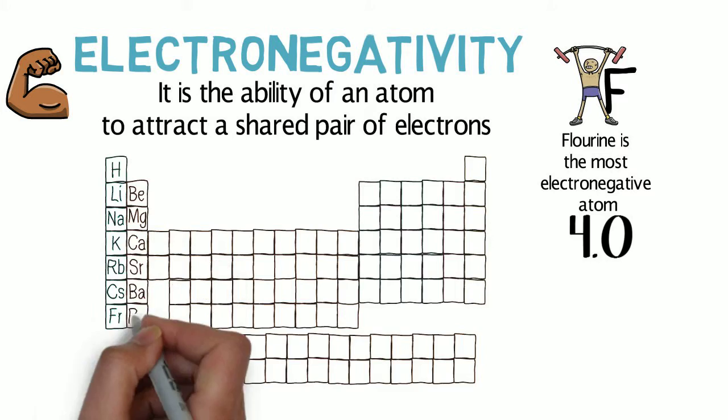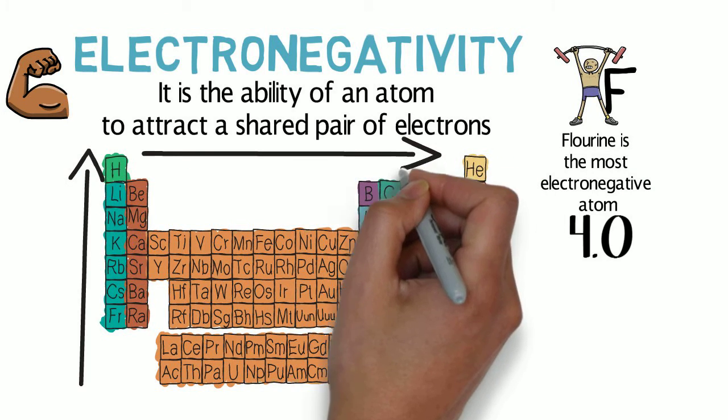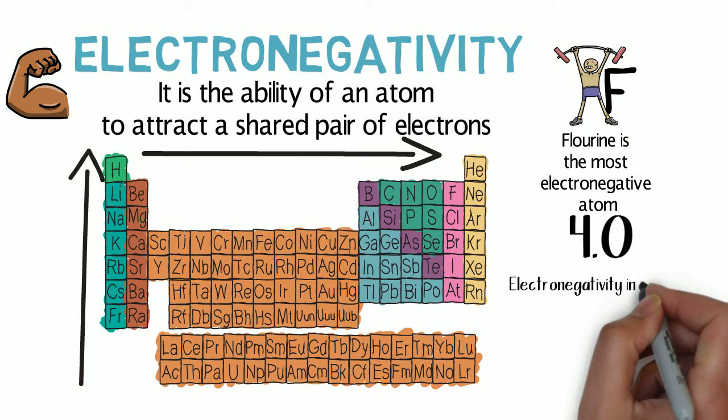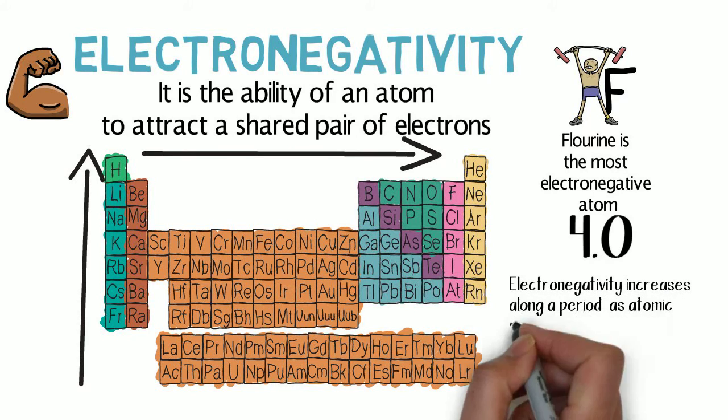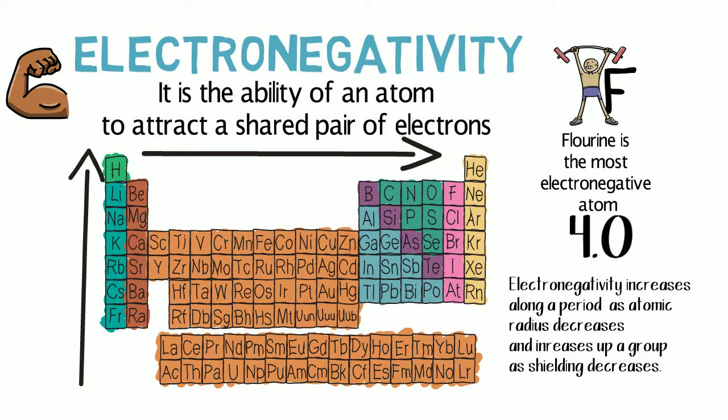If we look at the periodic table, the trend in electronegativity increases as we go up and to the right, or towards fluorine. The reason for that is that as we go across a period, the atomic radius decreases, so the atom becomes smaller, hence the nucleus can better attract the electrons around it. Whereas going up a group, the shielding decreases, so there's less repulsion by electrons, and the atom can better attract electrons.